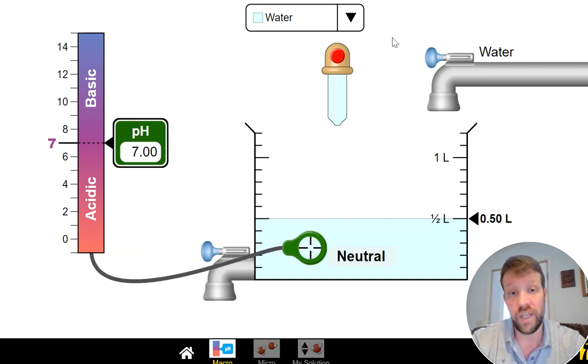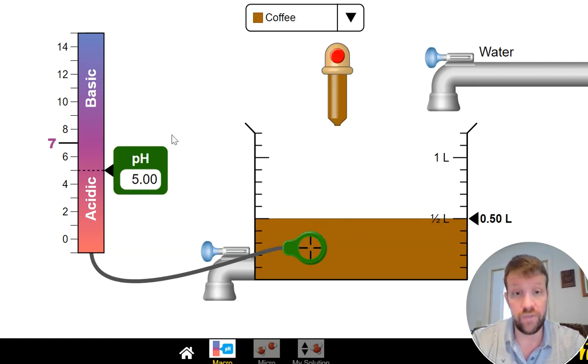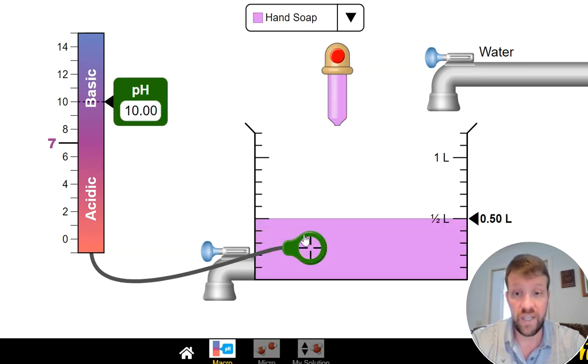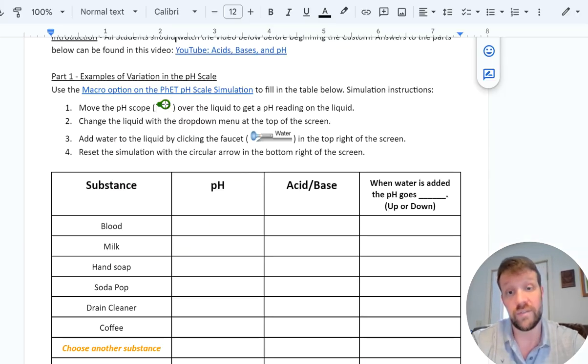Because this is water, it's at 7, but if I look at, let's say, coffee, it goes down to 5, and notice it changed it to coffee. And then if I look at hand soap, it pushes it up to 10. If I take this away, it doesn't tell me the pH. I need this right here to do that. Okay? So the first piece there of that.